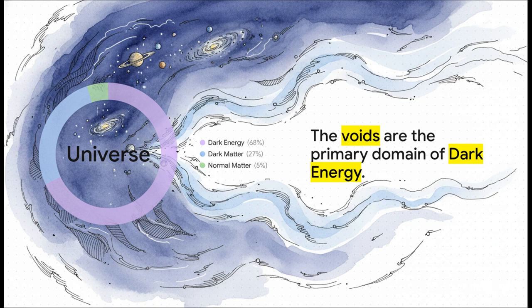And here's the kicker. These voids are not just empty. They're the primary turf for that massive 68% chunk of dark energy. Because there's almost no normal matter there to pull things together with gravity, the voids are actively pushing the universe apart. This missing data in these empty spaces is literally what's driving the expansion of the cosmos.